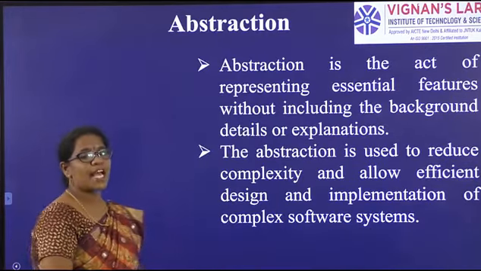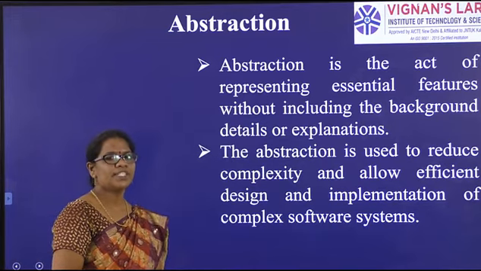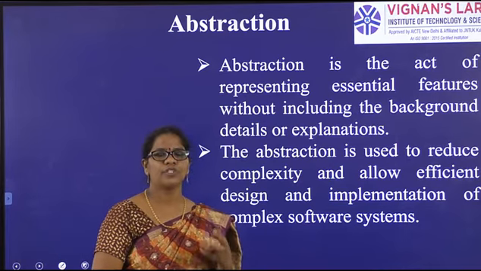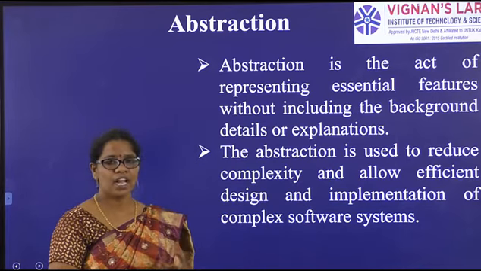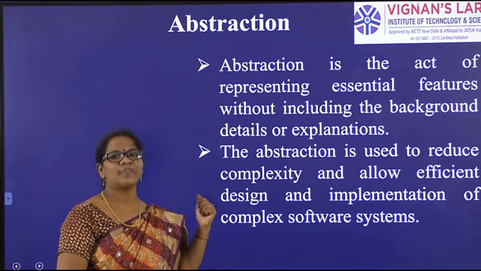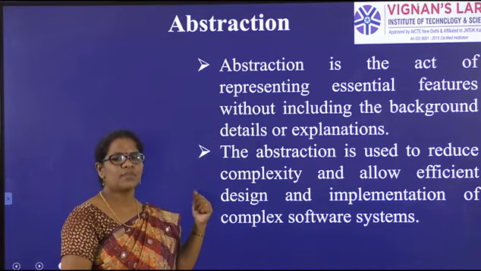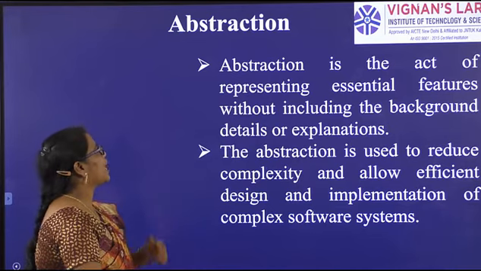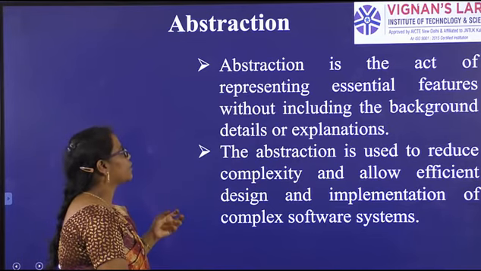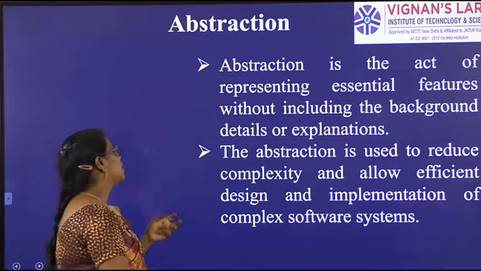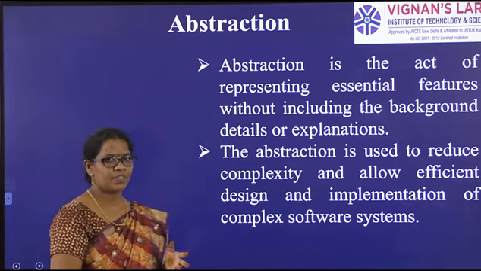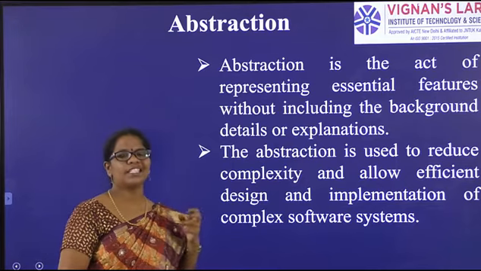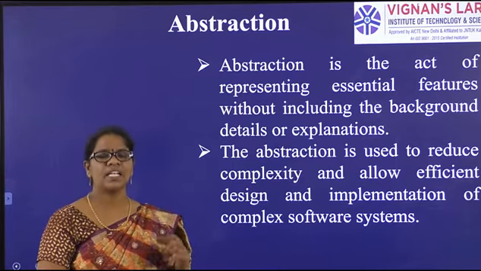So the first one is abstraction. We said object-oriented. If people have learned an object-oriented language, that is Java, then you will be able to know what abstraction is. In the design concepts, this is the first part. Abstraction is the act of representing essential features without including the background details of explanations. That means it is hiding the data. In simple terms, abstraction is nothing but hiding the data.